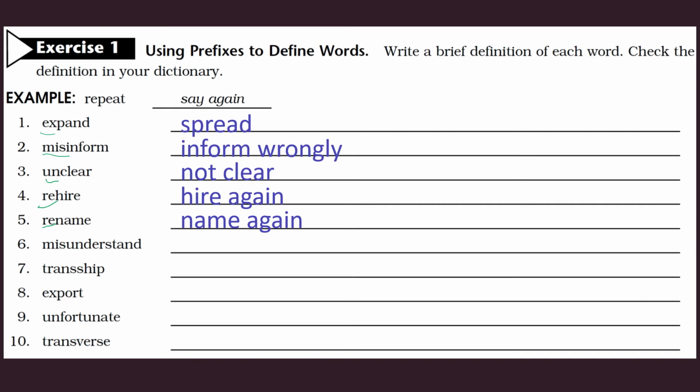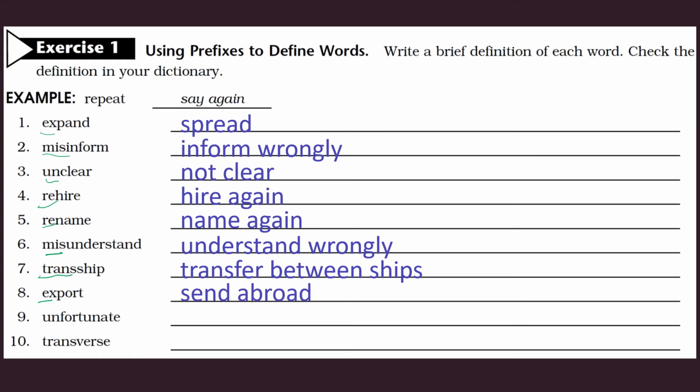So rename, name again. Misunderstand, understand wrongly. Transship. You remember trans? Yes, transfer between ships. Export, to send abroad. Unfortunate, not fortunate. Transfer, placed across. Trans, across. All right. So those are the same prefixes with different base words, and those are the meanings of those words. Please make sure you correct your answers.